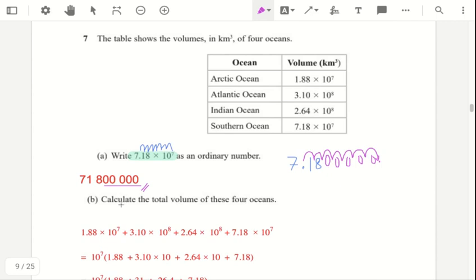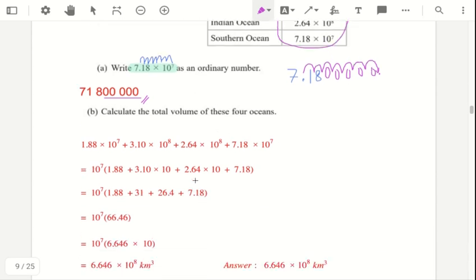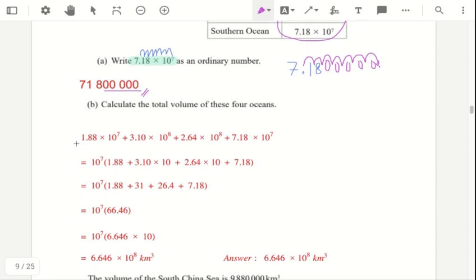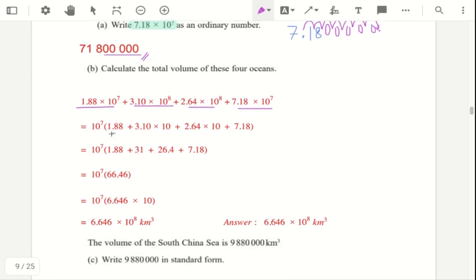So this is the final answer. Okay, and then they want you to calculate the volume of these 4 seas. So add all this up basically. Okay, so what I've done is that I've written it like that first in this form, and then what I've done is I've taken out 10 to the power 7. Okay, so it looks nicer. So when I take out 10 to the power 7, I have this, so it looks much nicer.